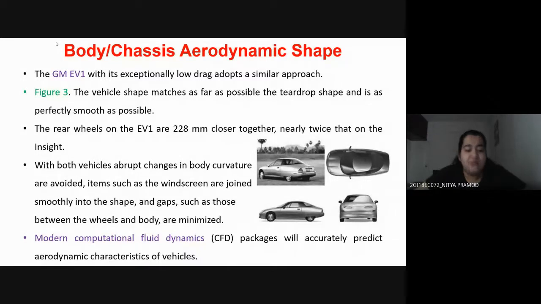Now, for the most accurate calculations, there is computational fluid dynamics. This is basically a digital way of calculating aerodynamics more accurately, and it helps us predict the aerodynamic characteristics of a vehicle precisely. Thank you so much.